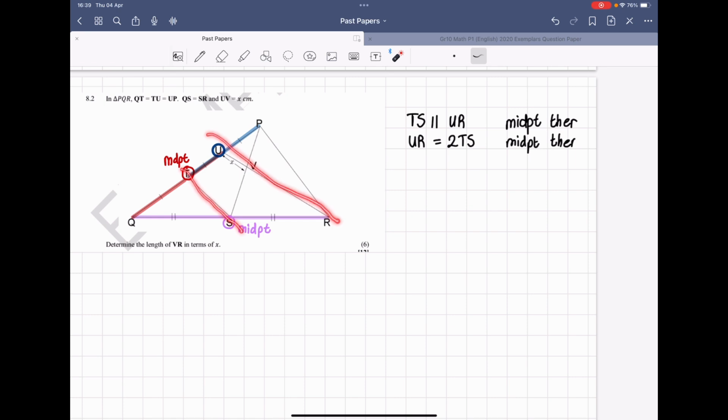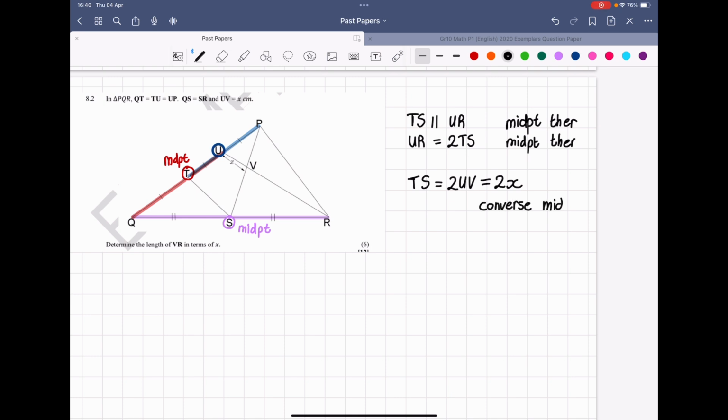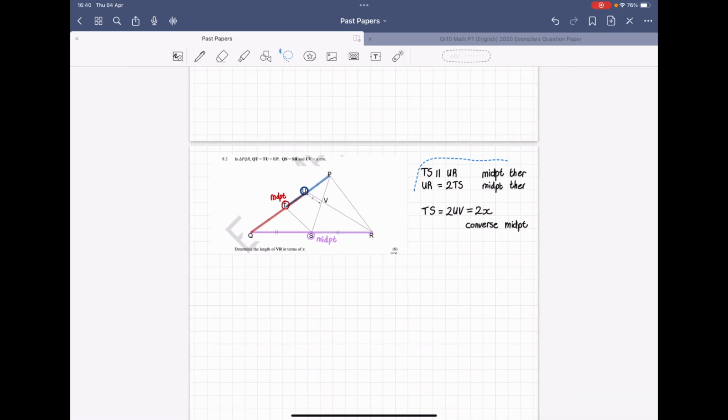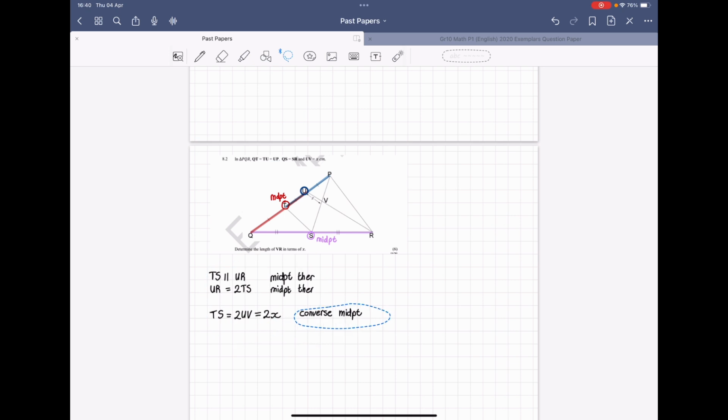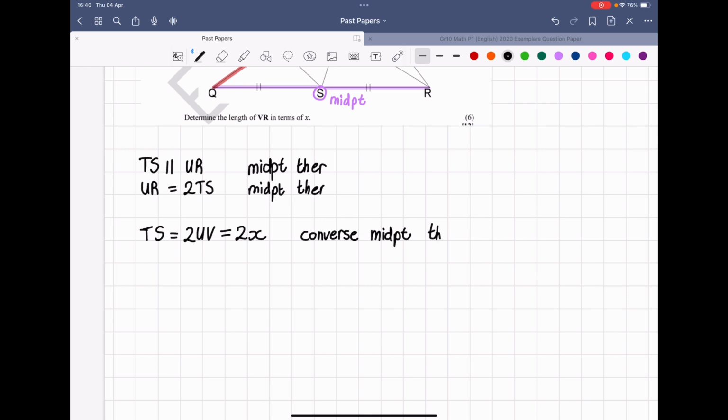So if TS is parallel to UV, and UV is a line that joins a midpoint on one side of a triangle and it's going to the opposite side of the triangle, then that means that V is a midpoint. And then from the converse midpoint theorem, I can conclude that TS is equal to twice the length of UV, which is 2x. So from the converse midpoint theorem, I can see that TS is equal to 2UV is equal to 2x, and that reason is converse midpoint theorem.